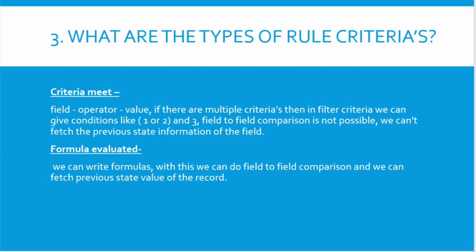3. What are the types of rule criterias? Criteria meet: field, operator, value. If there are multiple criterias, then in filter criteria we can give conditions like 1 or 2 and 3. Field-to-field comparison is not possible. We can't fetch the previous state information of the field.